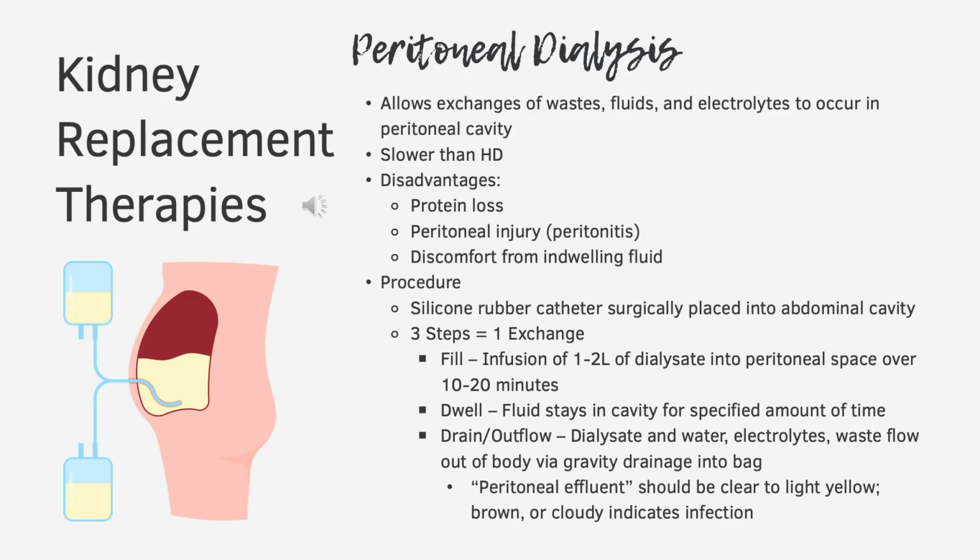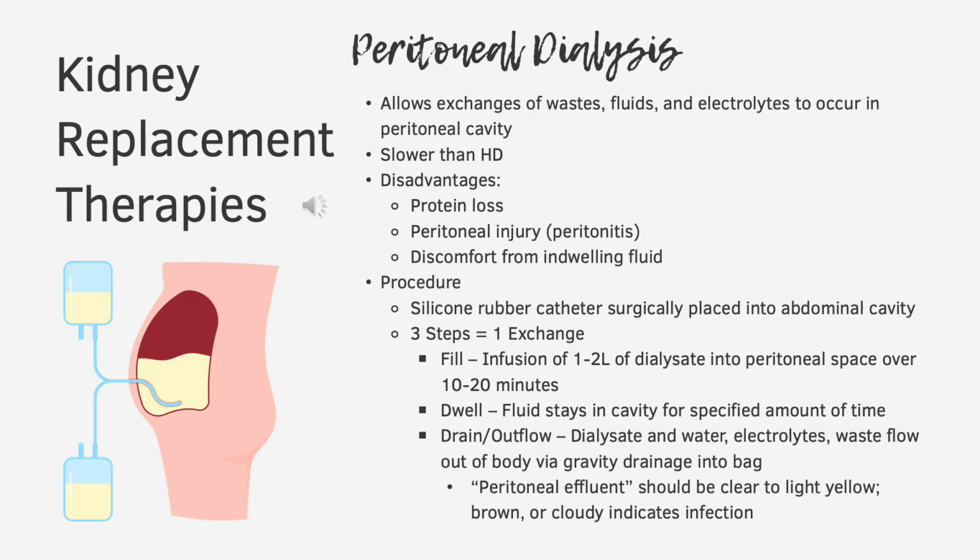The procedure for peritoneal dialysis involves surgically placing a silicone catheter into the abdominal cavity. Each PD cycle is referred to as an exchange, and it consists of 3 steps. First is the fill stage. Dialysate, typically 1 to 2 liters, is going to be infused into the peritoneal space over 10 to 20 minutes. Then the second step is the dwell phase. This is where the fluid remains in the cavity for a prescribed time, allowing the exchange of waste and electrolytes. And lastly, we have the drain or outflow phase.